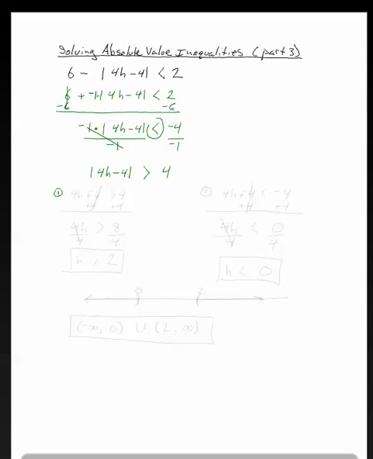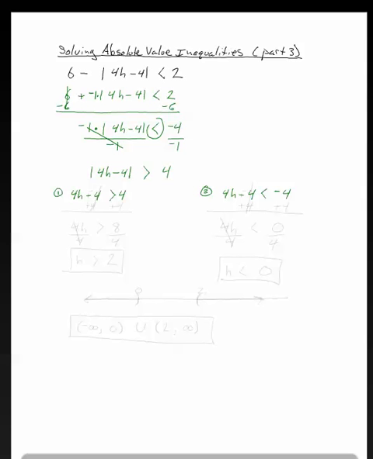So we write out our first inequality by dropping the absolute value signs. 4h minus 4 is greater than 4. And then our second one is 4h minus 4. We flip our inequality, so it goes from greater than to less than, and then we make the 4 negative. So we get negative 4. Now we'll go ahead and work through these.